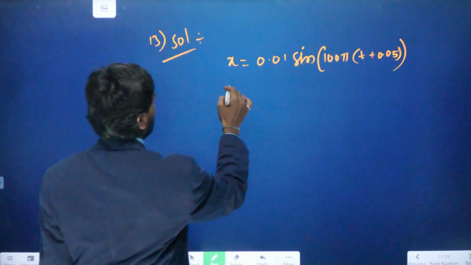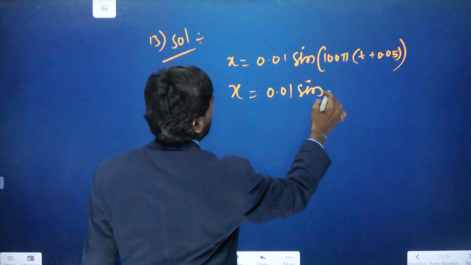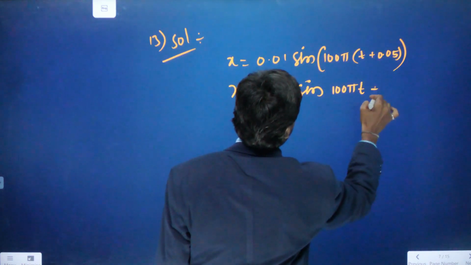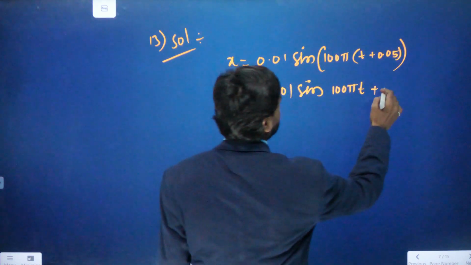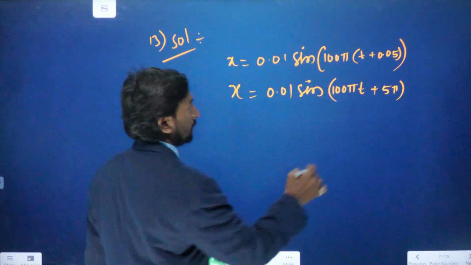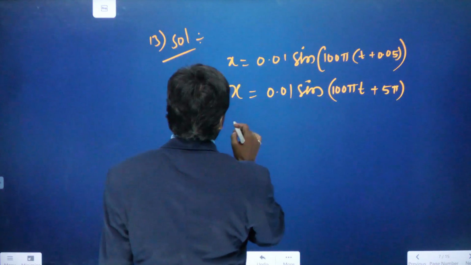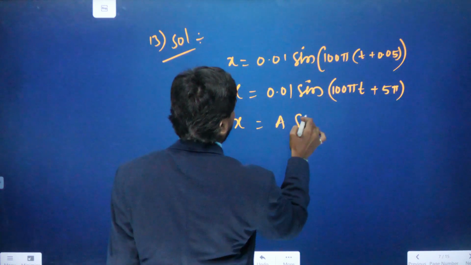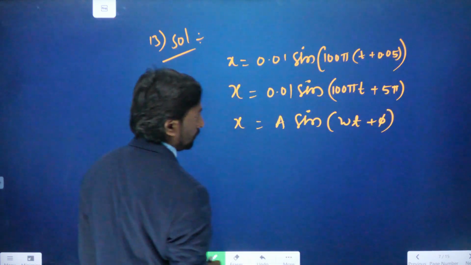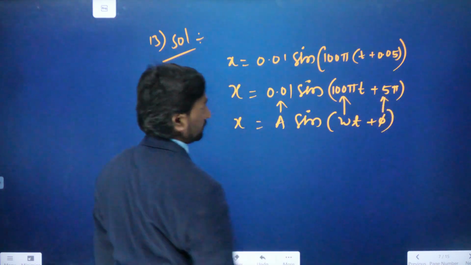So if you write like this, x is equal to 0.01 sine of, we can multiply this term here, that can be 100 pi t plus, if the 100 is multiplied there, it will become 5 pi. Now compare this with the standard equation, a is equal to A sine of omega t plus phi. Here this is the amplitude, this will be the omega, and this value will be the phase difference.